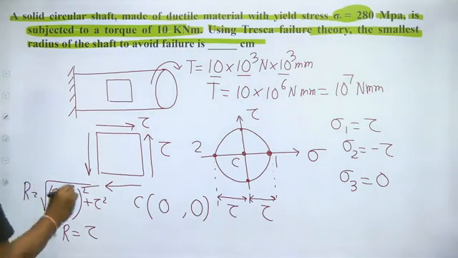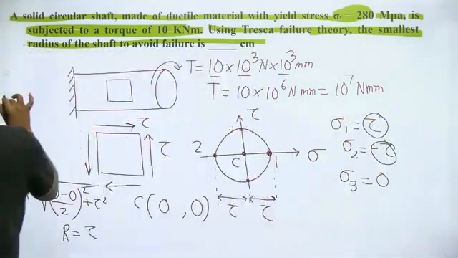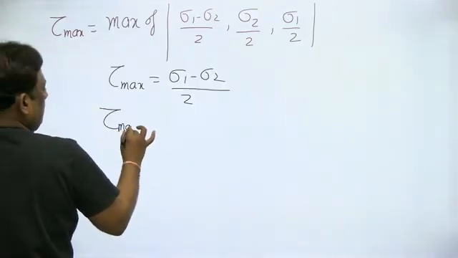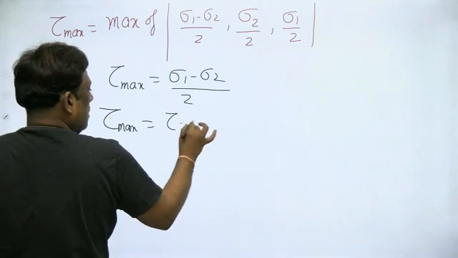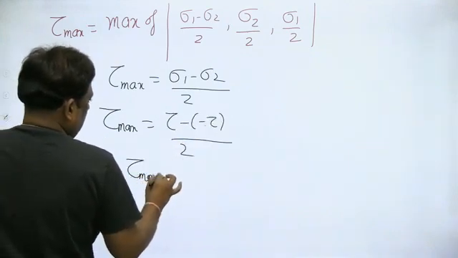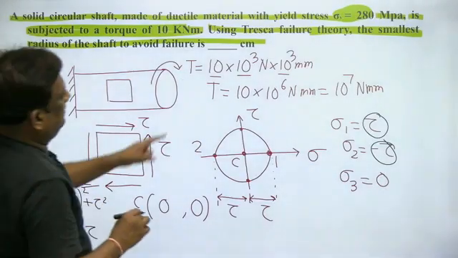Okay, now what is sigma 1? Tau. What is sigma 2? Minus tau. So therefore, the maximum shear stress is given by sigma 1 is tau, minus sigma 2 is minus tau, by 2. So the maximum shear stress is nothing but tau itself only. Very good. Which theory is he asking?